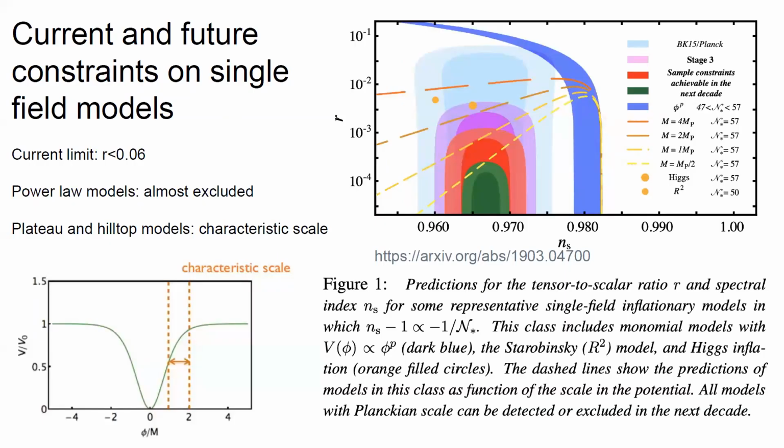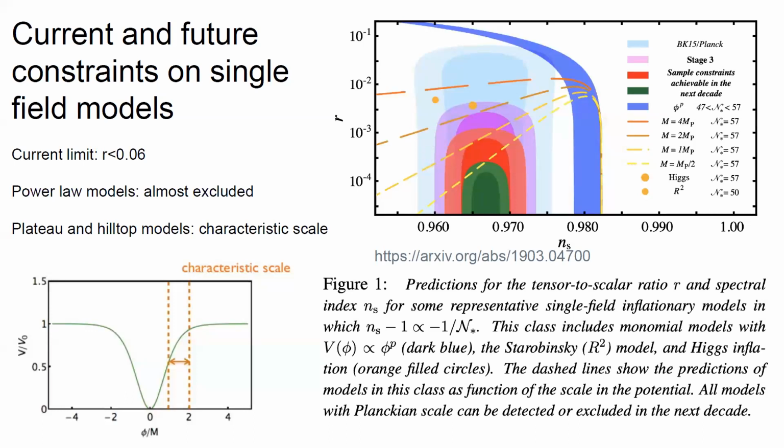So where are we right now in terms of inflation? The current limit on r is roughly 0.06. This would be the limits, and the current measurement of n_s is roughly 0.96 and something, right? So these are the limits right now.